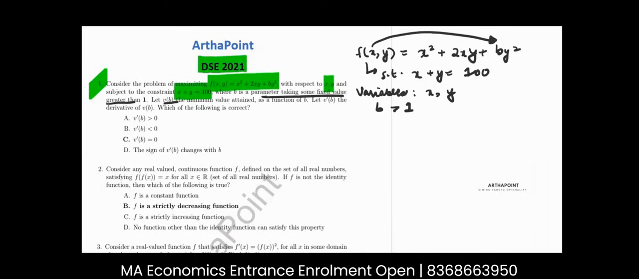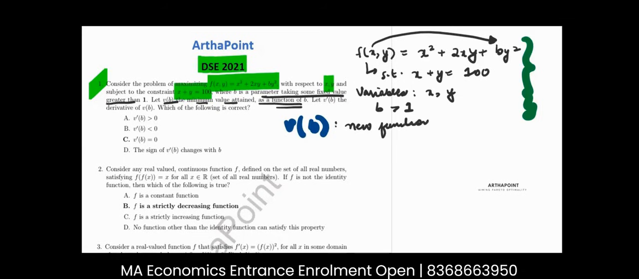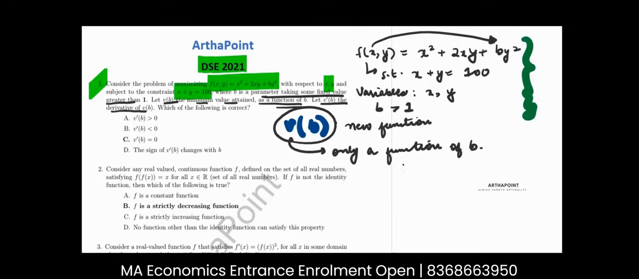Now it says let V be the minimum value attained, that is a function of b. So now it just switches this question. It says consider another function V of b. This is a new function. This V of b is only a function of b. Then it says consider V dash b to be the derivative of V of b. Okay. So V dash b is the derivative of V of b.